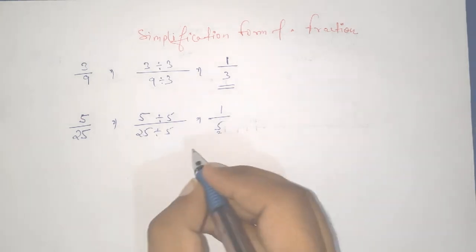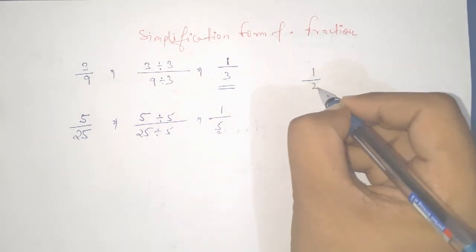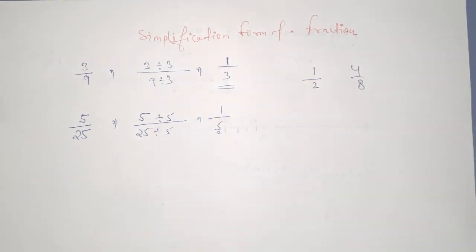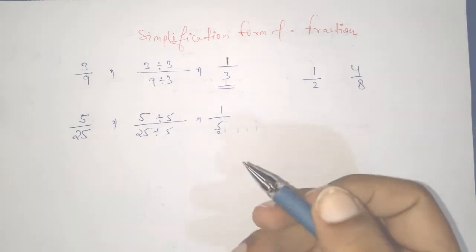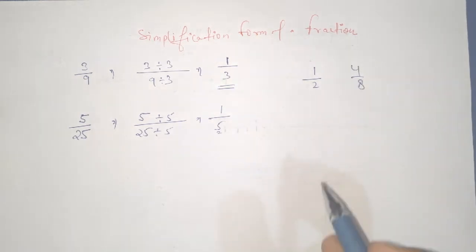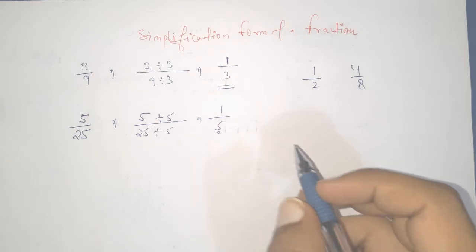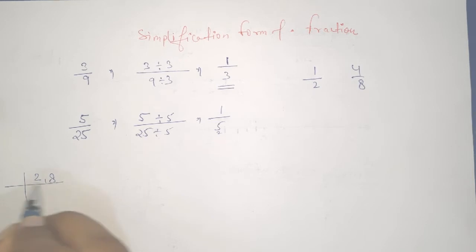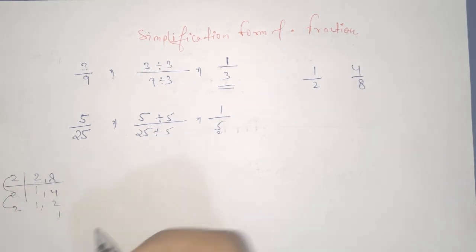If I say, for example, 1 by 2 or 4 by 8, which one is greater? If you want to find out which one is greater, you can do it by finding the LCM. What will be the LCM of 2 and 8? If you don't know how to find the LCM, again I can tell you. 2 ones are 2, 2 twos are 4, 2 fours are 8. This is the LCM of it.